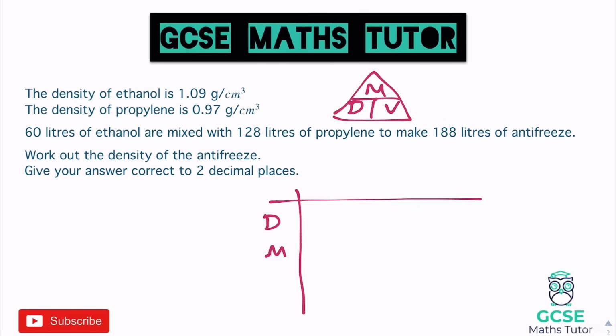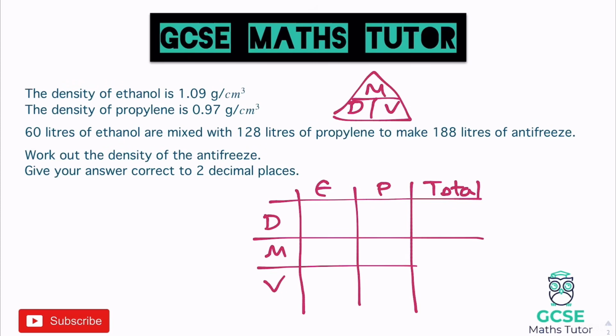So density, mass and volume, and then we've got the ethanol, we've got the propylene, and we've got the mixture making the antifreeze. I'm just going to call that the total. You could call it the mixture, you can call it whatever you want. Don't forget this table is just your way of organising it. There's no set way of doing this. So there we go, there's our table.